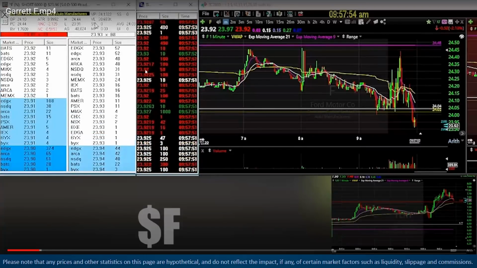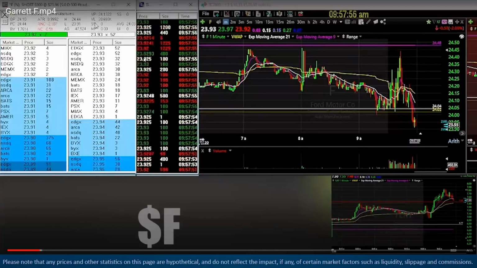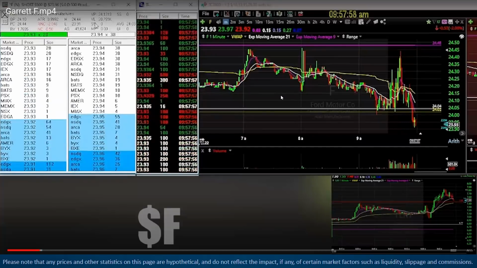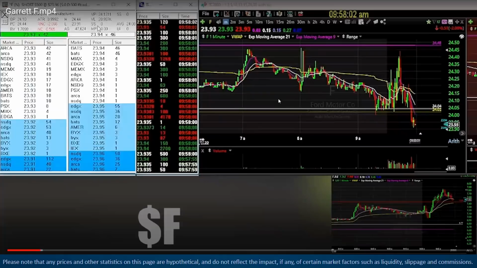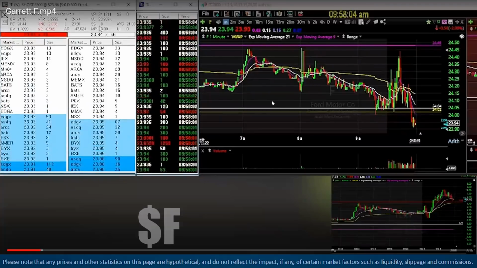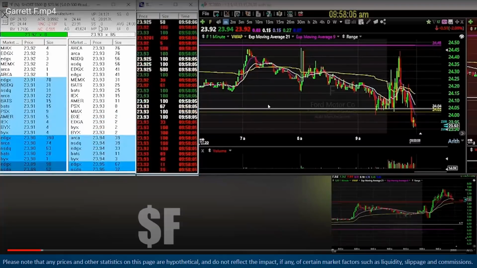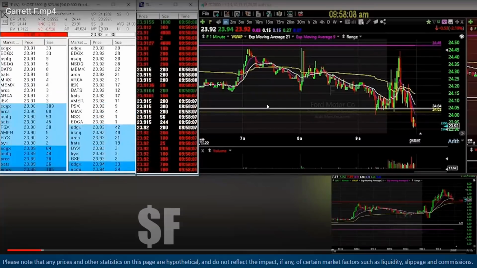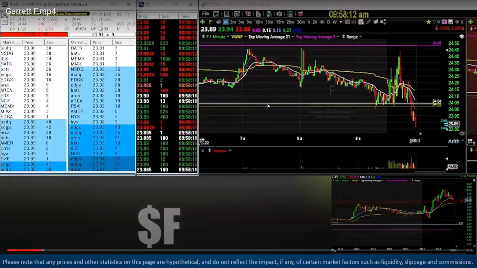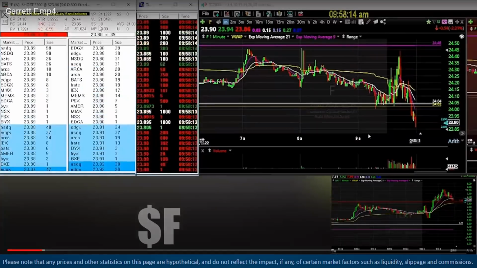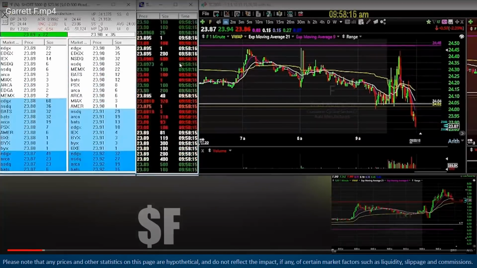So here's this move lower. Seeing a lot more red prints. No flashes of green. Those usually scare me, where all of a sudden the price moves away from where I'm trading it to the upside. I don't want to see that. So that's confirming the move right through there.